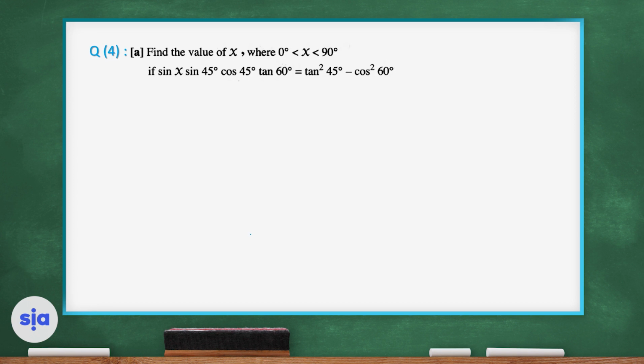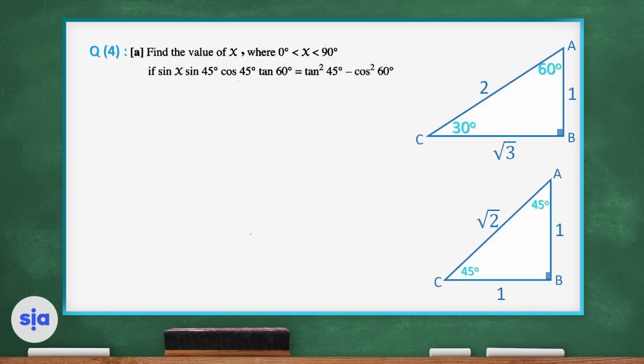Question 4 says, find the value of x, where x is greater than 0 and less than 90 degrees. So x is an acute angle. If sine x times sine 45 times cosine 45 times tan 60 is equal to tan squared 45 minus cosine squared 60. For sure, in this question, we're not allowed to use the calculator. So we need to have the special right triangles in front of us. Here are the two special right triangles.